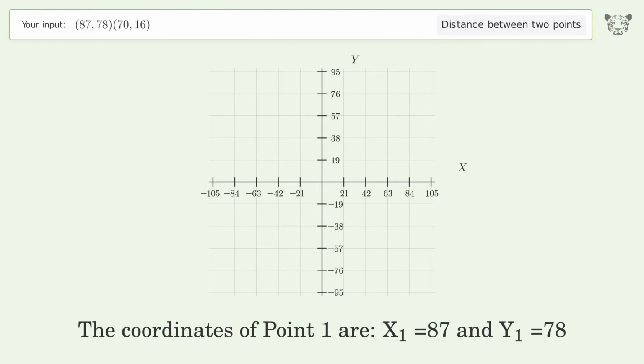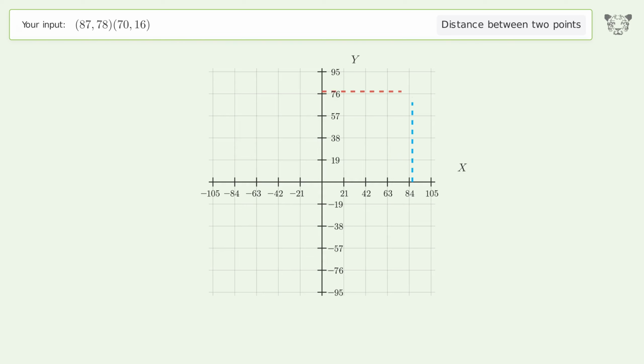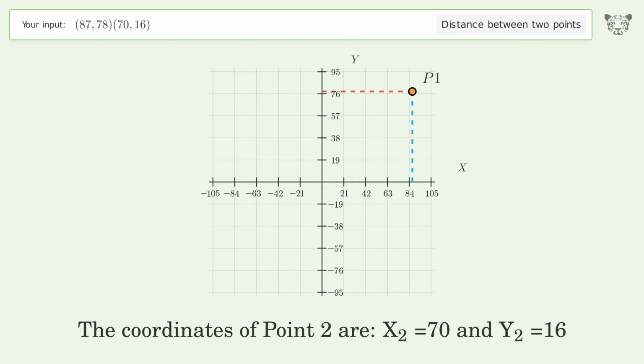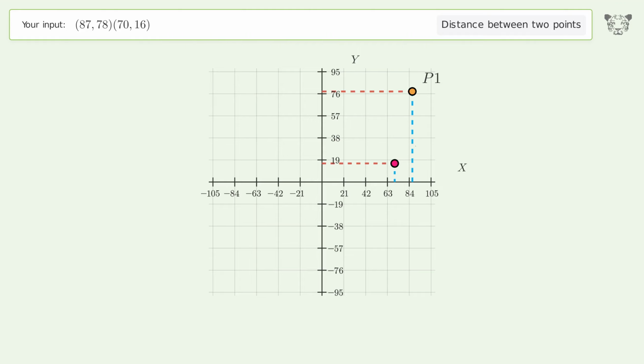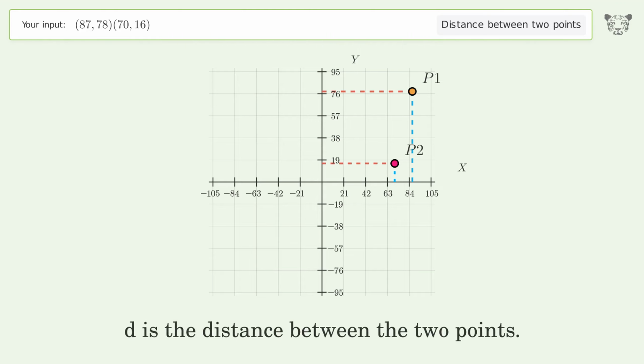The coordinates of point 1 are, x1 equals 87 and y1 equals 78. The coordinates of point 2 are, x2 equals 70 and y2 equals 16. D is the distance between the 2 points.